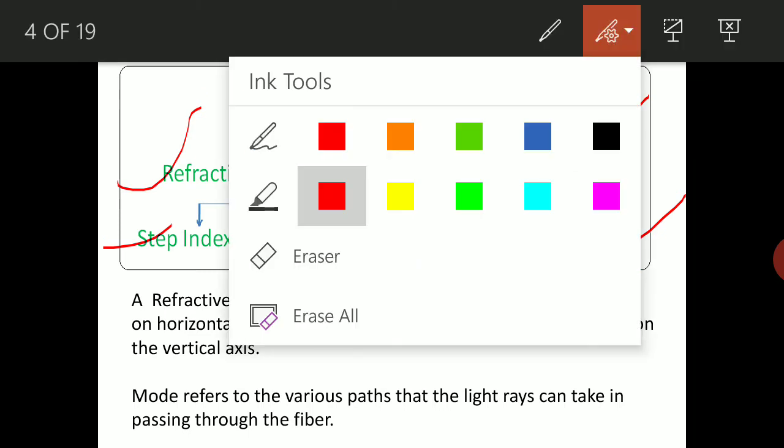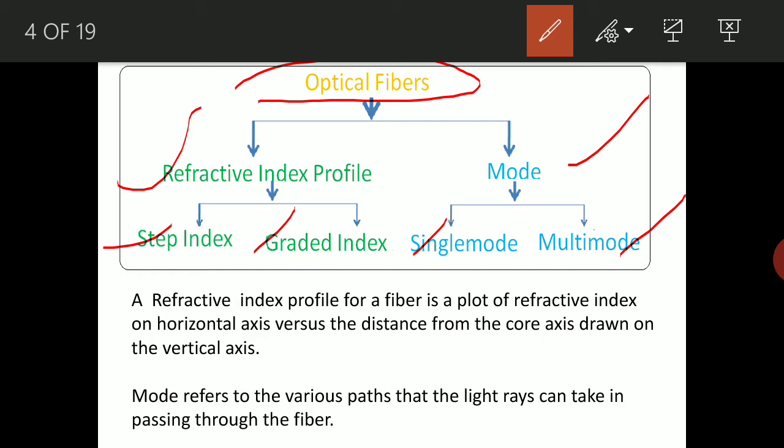So before that, we will try to understand what exactly the refractive index profile is. The refractive index profile for a fiber is a plot of refractive index on the horizontal axis versus the distance from the core axis drawn on the vertical axis. So along the horizontal axis, the refractive index will be there, and along the vertical axis, the distance from the core axis is taken into account. So this is known as the refractive index profile.